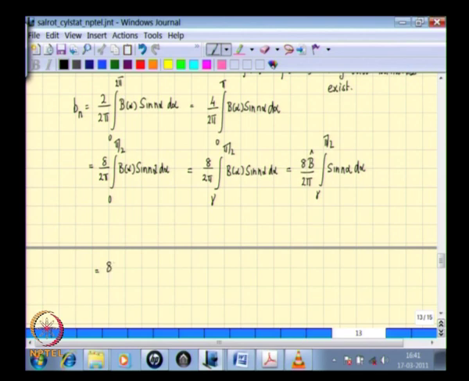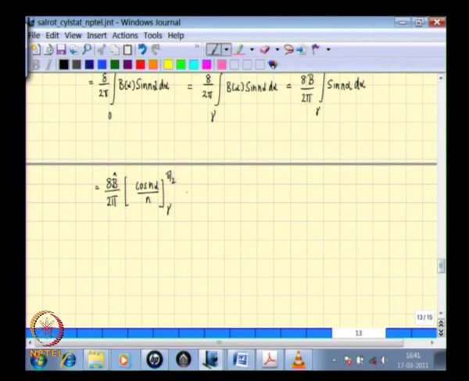This is nothing but 8 B hat by 2 pi integral of sin n alpha, which is cos n alpha by n, limits going from gamma to pi by 2. And this is therefore 8 B hat by 2 n pi, cos n pi by 2 minus cos n gamma. That is your expression that you have.